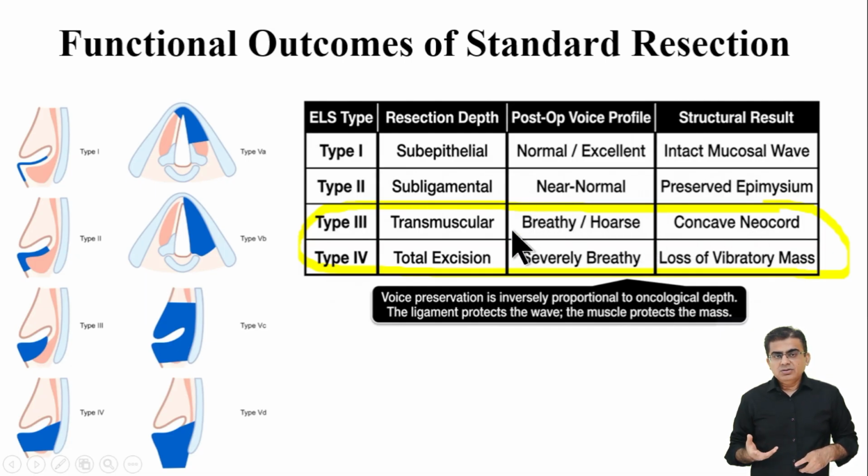And in type 4, entire vocalis muscle is cut. A type 4 total excision completely destroys the vibratory mass. This will permanently leave the patient with a severely breathy and weak voice. You must always remember that the final concept at the bottom of the screen. The vocal ligament strictly protects the delicate mucosal wave, and the deep vocalis muscle protects the physical mass needed for loud speech.